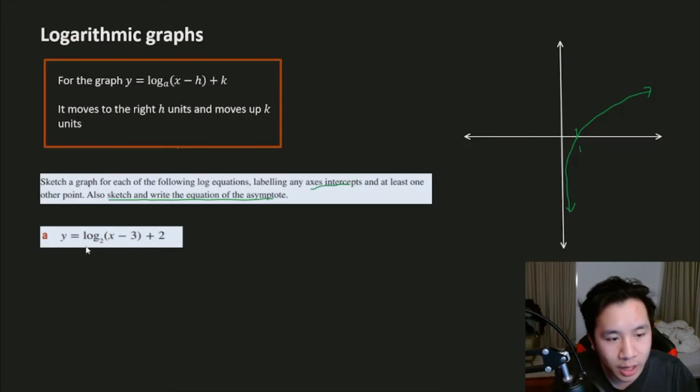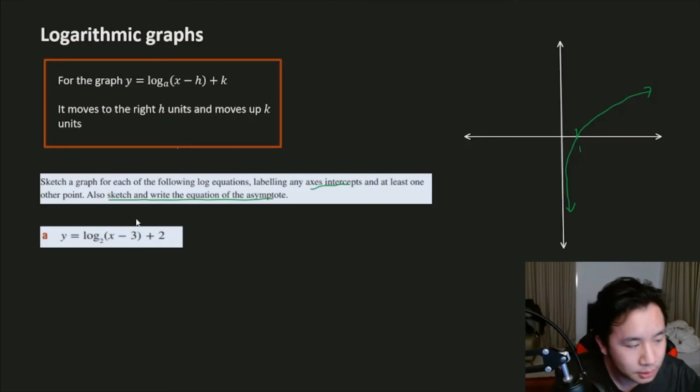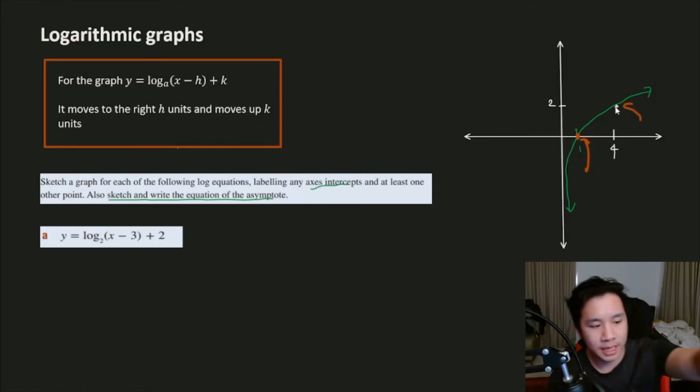Here we have y equals log_2(x - 3) + 2. So we know from this dot point that it will move right h units, and in this case h is 3. So it'll move 3 units to the right, so it'll be at 4. And then it's going to move up 2 units, because it's k, which tells us to move up k units. So it'll be like 2 maybe. And so this will be your new intercept. Or not the new intercept, it's more so this point. I'll do it in red. This point right here has been translated here. And then you just want to draw the same curve.